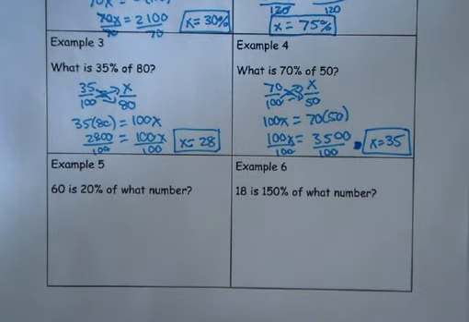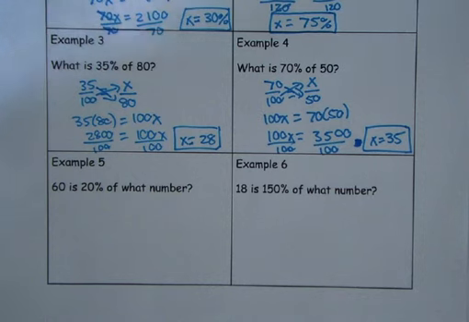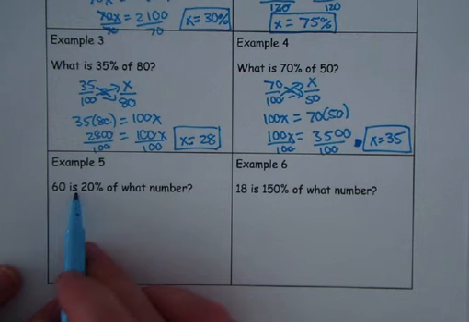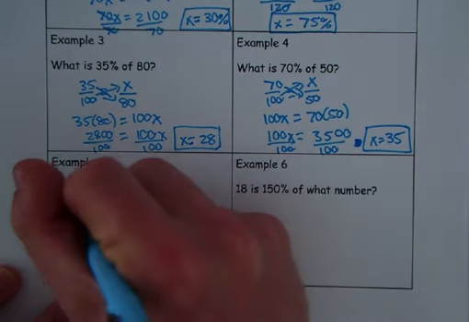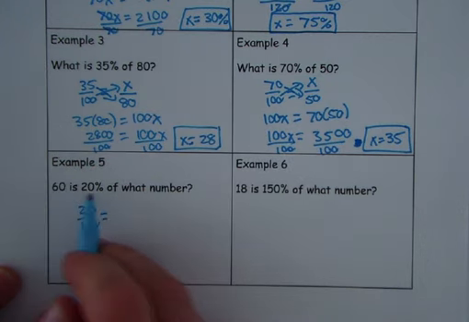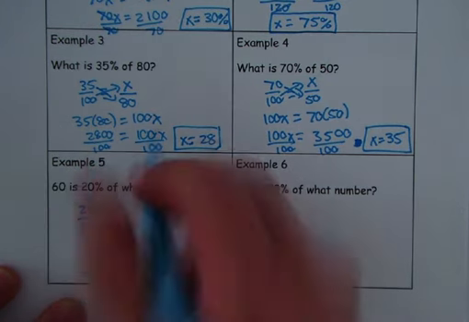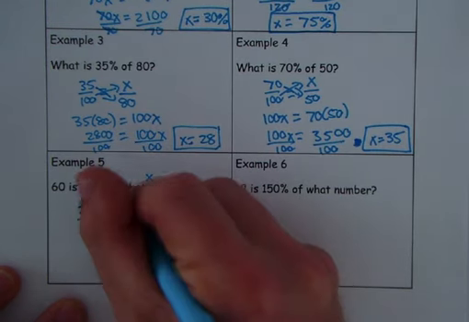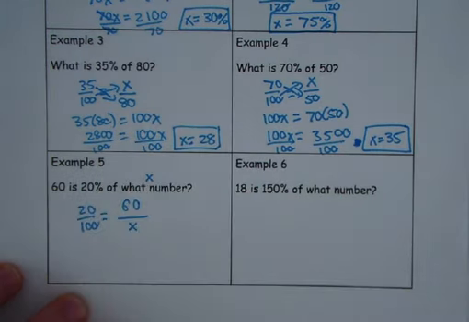All right. Two more examples, because these are ones that can be tricky for students. It says 60 is 20% of what number? Well, we know we're going to have 20%, 20 over 100. But this time it's 60 is 20% of what? Remember, what number is going to be the x? So it's of x. So we have x on the bottom this time and 60 on top.